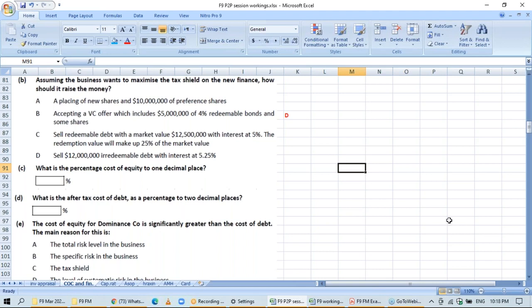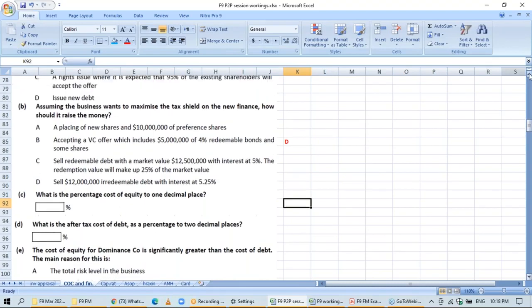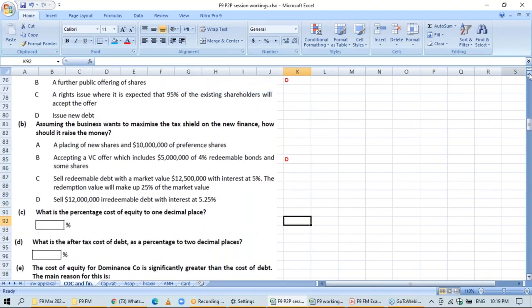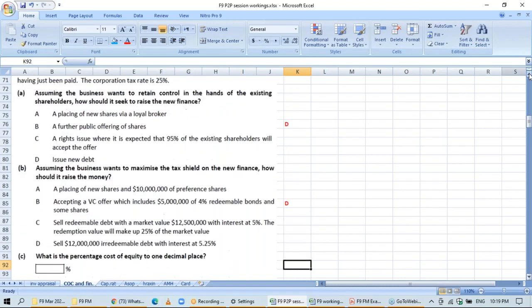Okay, next, requirement C. What is the percentage cost of equity to one decimal place? So you have to calculate the cost of equity. Now the working starts. How will we calculate the cost of equity? There are two ways in which we calculate cost of equity. One is the CAPM, the capital asset pricing model, and the second one is the dividend growth model.